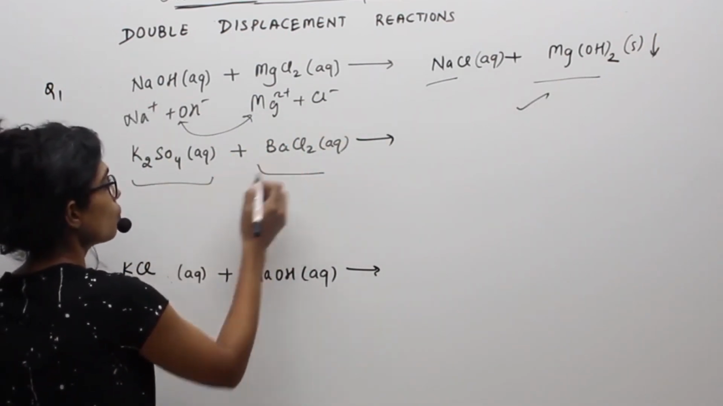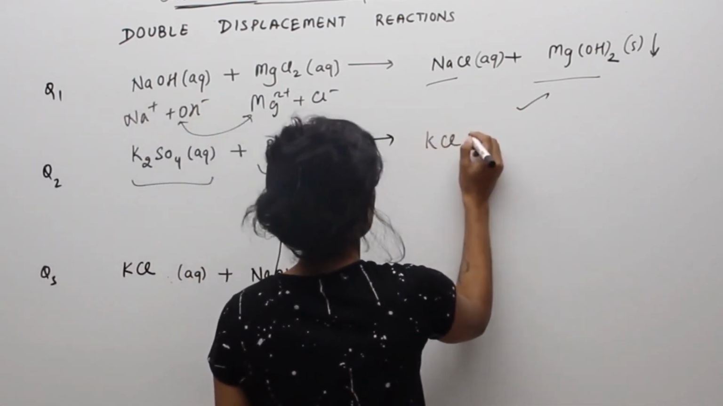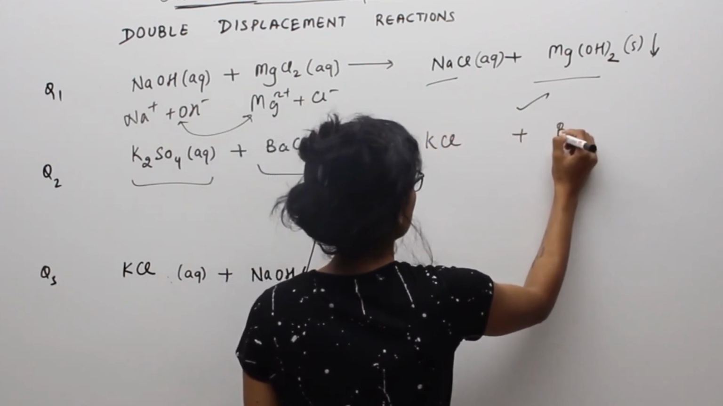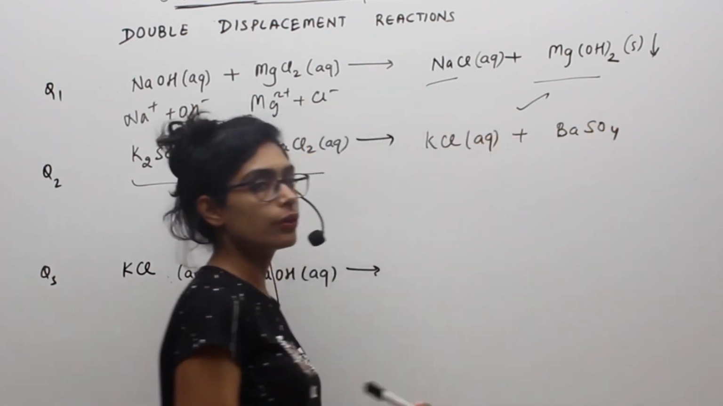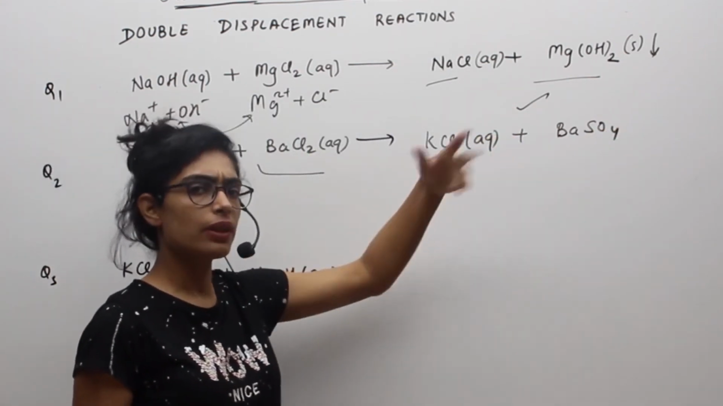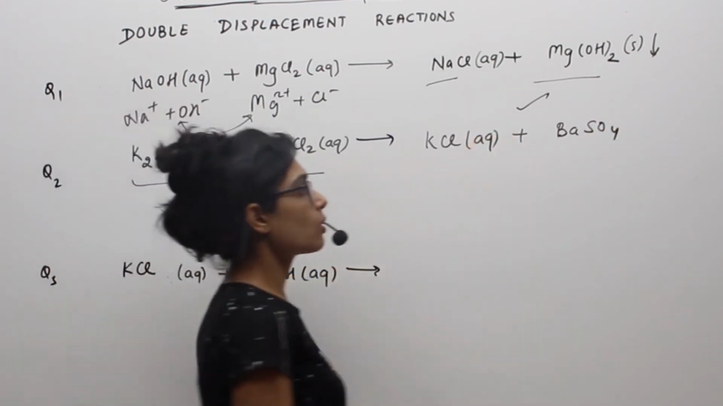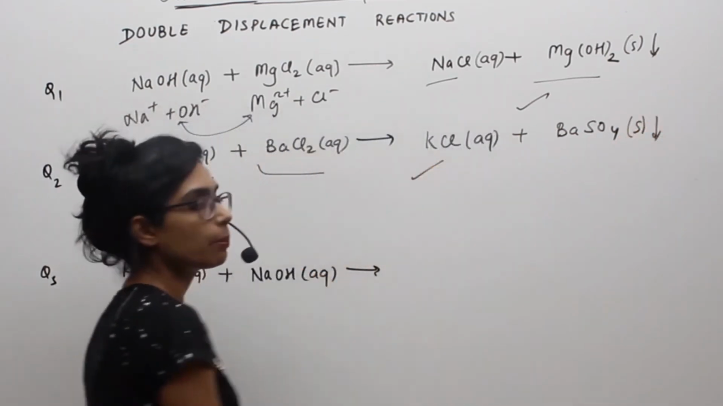We have K2SO4 and BaCl2 reacting together. So I may get KCl plus BaSO4. KCl also is soluble in water. We've already seen that in the list. So this will form aqueous, and BaSO4 we have encountered multiple times. So this is a precipitate, right? This will form precipitate. This reaction is also quite possible.